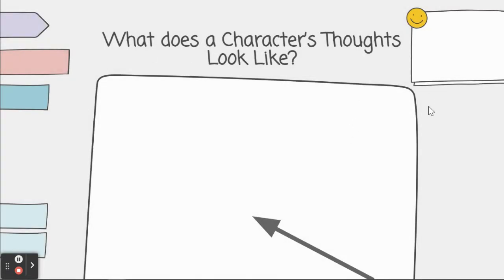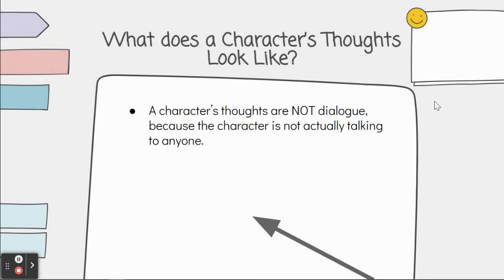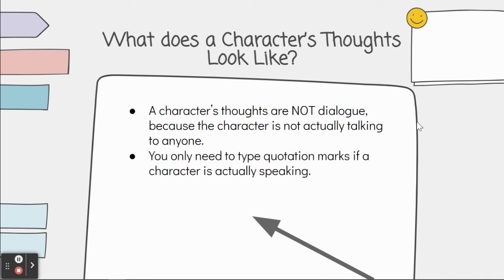Okay, what does a character's thoughts look like? A character's thoughts are not dialogue because the character is not actually talking to anyone. You only need to type quotation marks if a character is actually speaking. So if you're focused on a main character and they are thinking something to themselves, obviously the reader has no idea what a character is thinking unless you actually write it down.